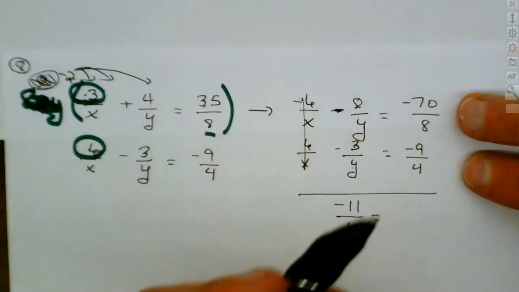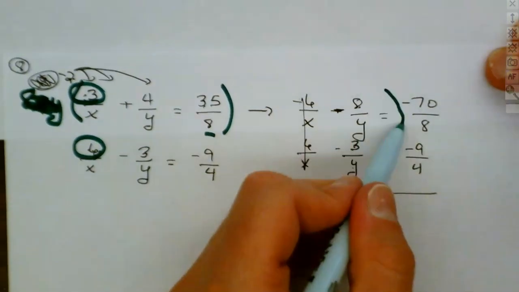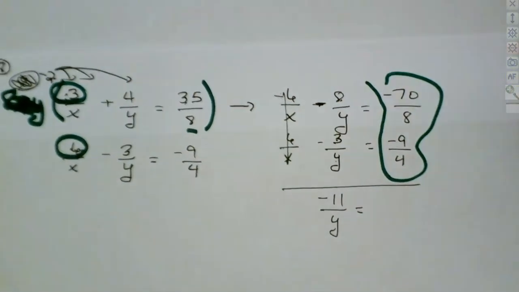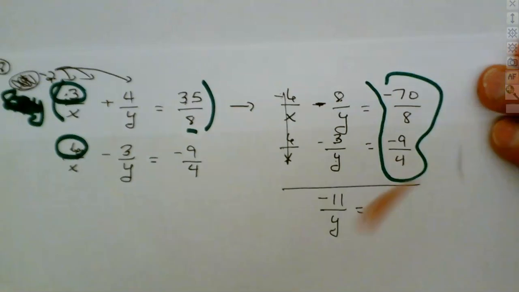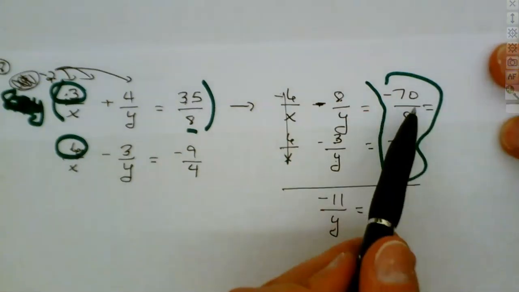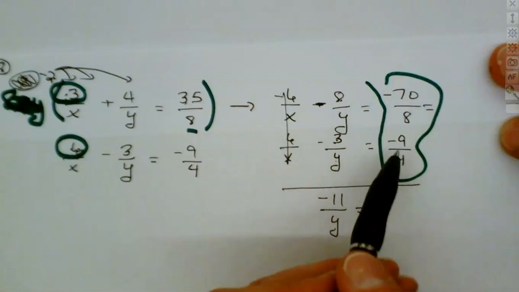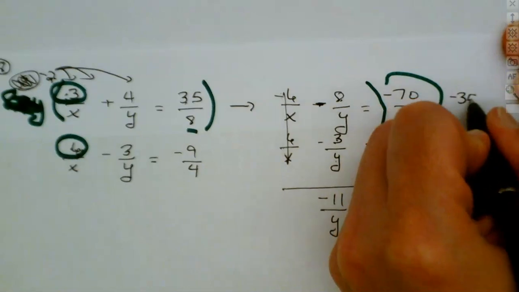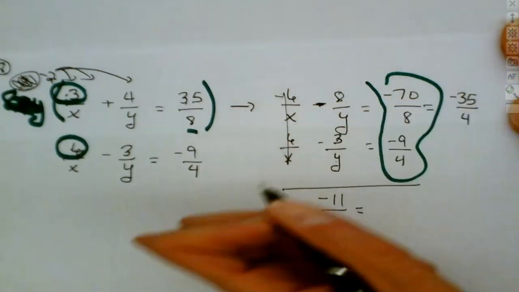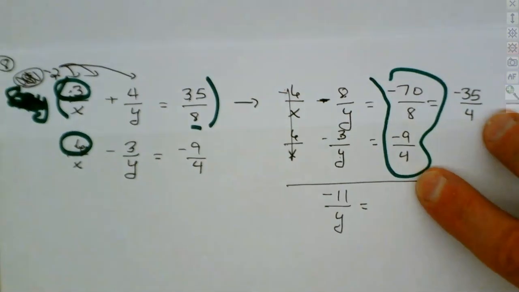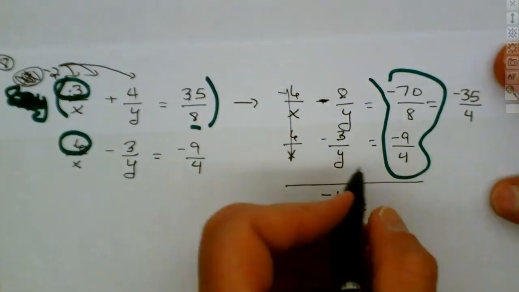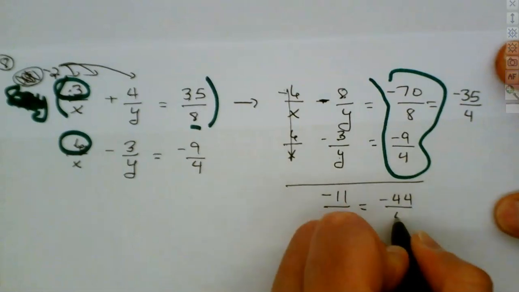However, this part right here, we've got to get common denominators. And what do we know about -70 over 8? -70 over 8, we can reduce that a little bit. That way we'll get the 4. Because -70 over 8, well, that reduces down to a -35 over 4. Now these have the same denominators. They can go together. So we've got 35 and a 9. That makes it a -44 over 4.